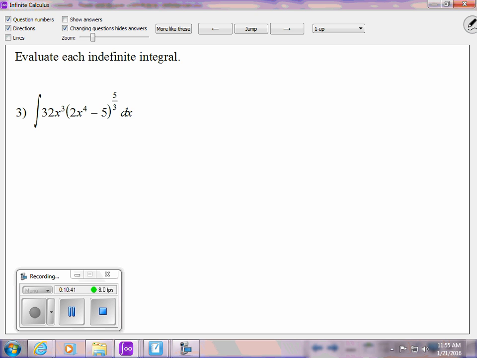What should I do first? Let's pull that 32 out of there. So we have 32 times the antiderivative.